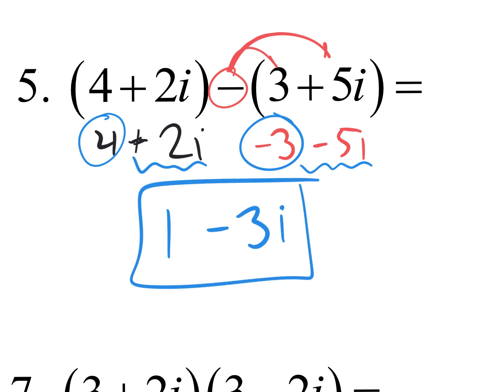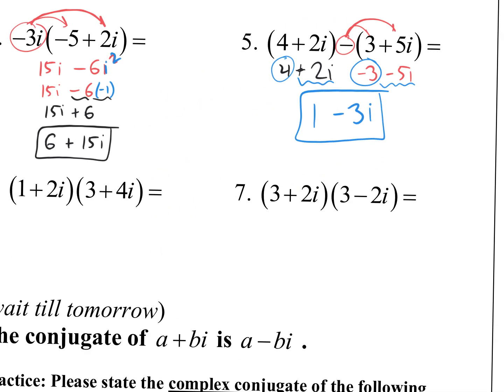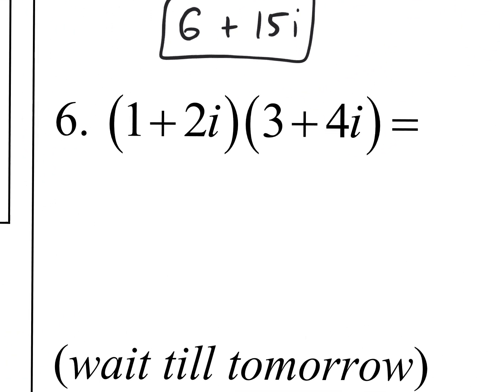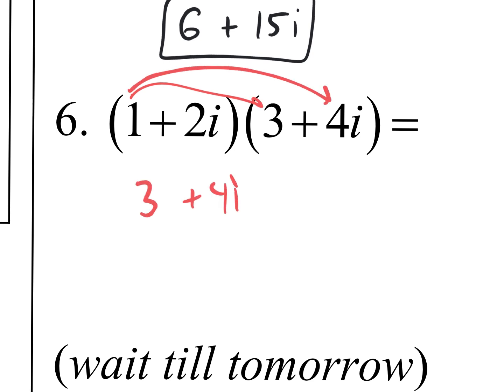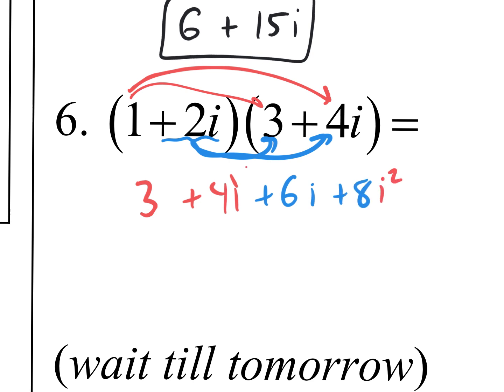The only difference is if you ever have an i squared, you have to replace it with the negative 1. Check this out. We're going to distribute 1 times 3, that's 3. 1 times 4i, that's 4i. 2i times 3, what's that? 6i. And how about 2i times 4i? 8i squared. What about those middle terms? You can add them up. So we get positive 10i.